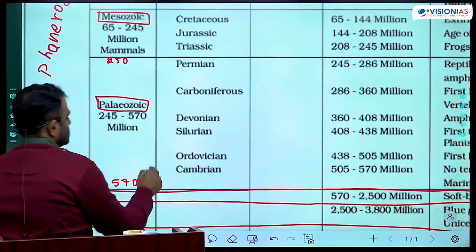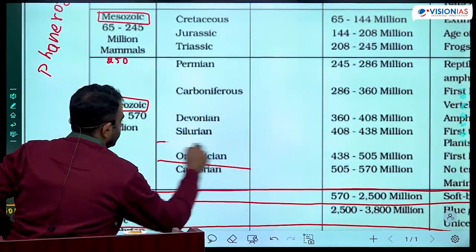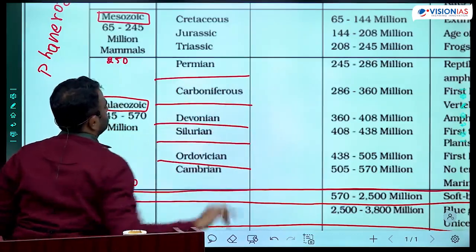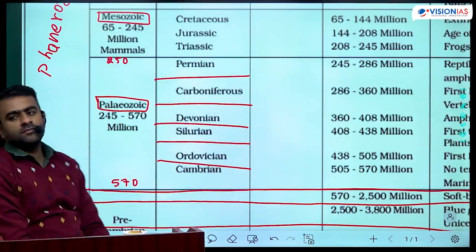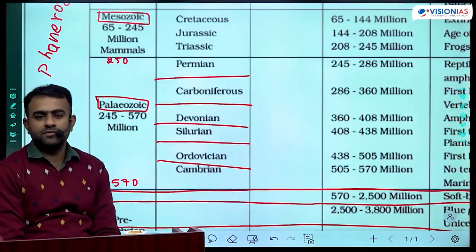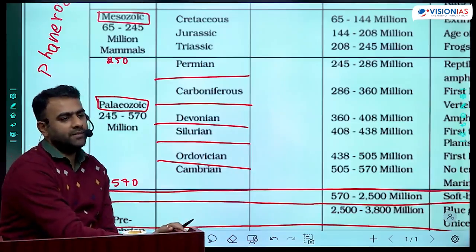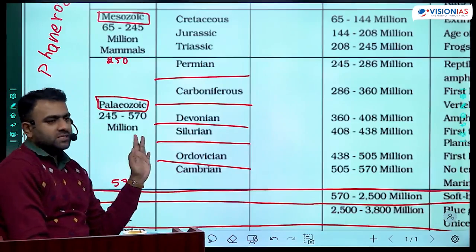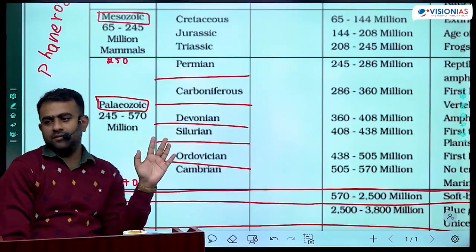It is divided into 6 periods. You need to remember these periods. Direct question can be expected here. Okay, तो evolution को याद रखने के लिए भी ये काम आएगा आपको. The first period of Paleozoic is called as Cambrian.